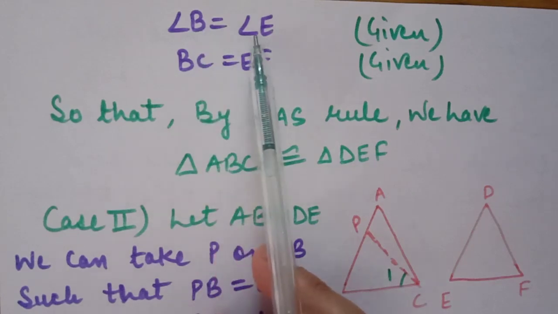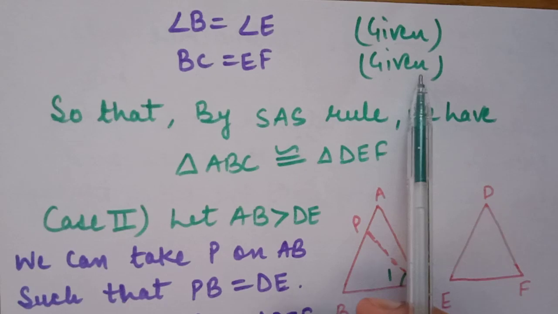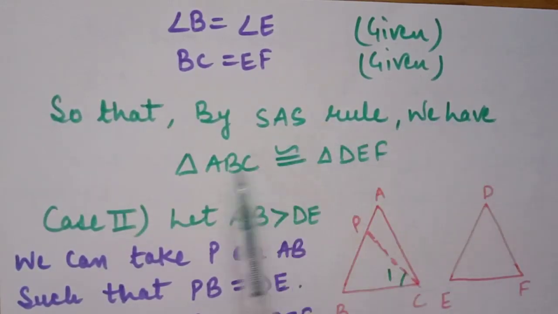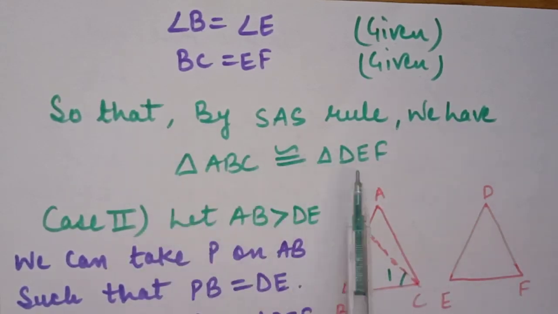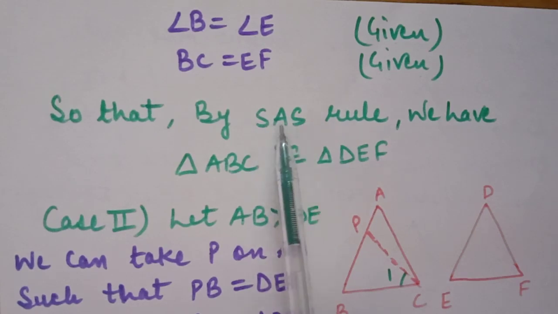Angle B and angle E are equal, given. BC and EF are also given. So by SAS rule, both triangles are congruent. You have to write like this only: SAS, because we take these two sides and the included angle only.